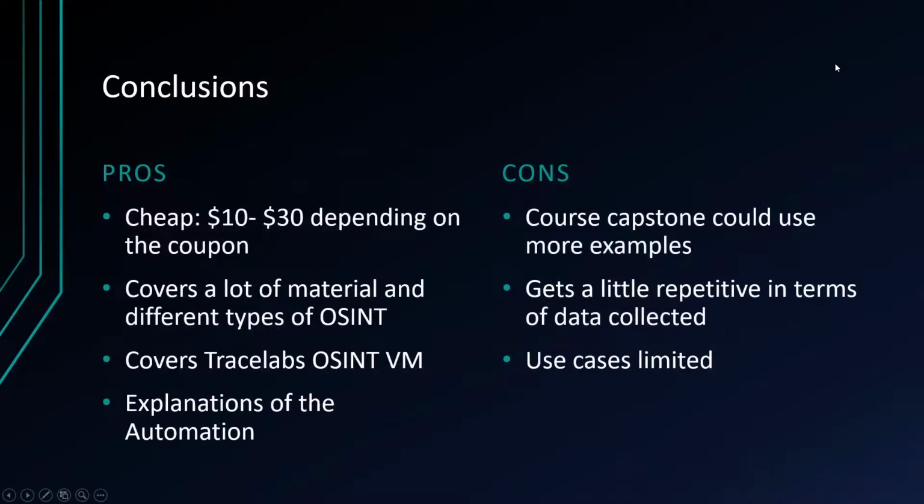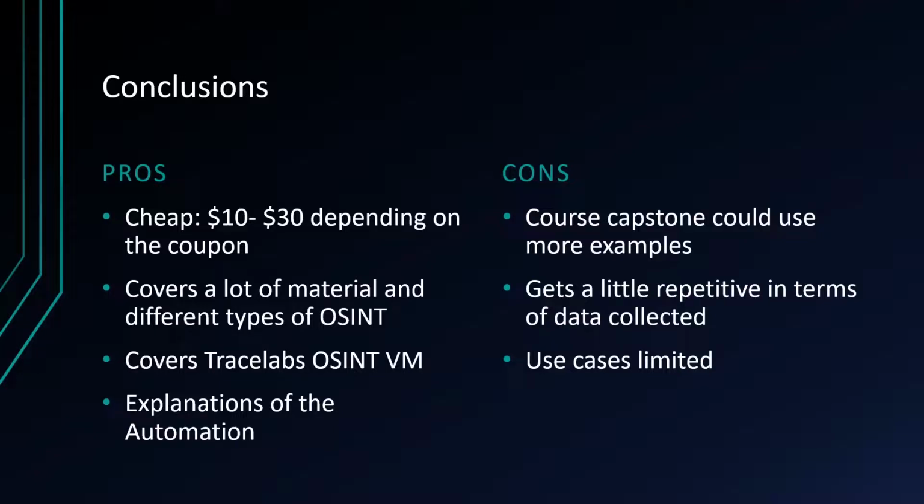My overall conclusions for this course: the pros are that it's cheap, anywhere from $10 to $30 depending on the coupon. The course material is definitely very good for $10 to $30. It covers a ton of material and different types of OSINT. So we're talking about things like physical OSINT, like actual physical places, how you would actually go out and scope out somewhere physically to try to find entrances, find some pictures of employees, find out where the badge scanners are, and all those types of things.